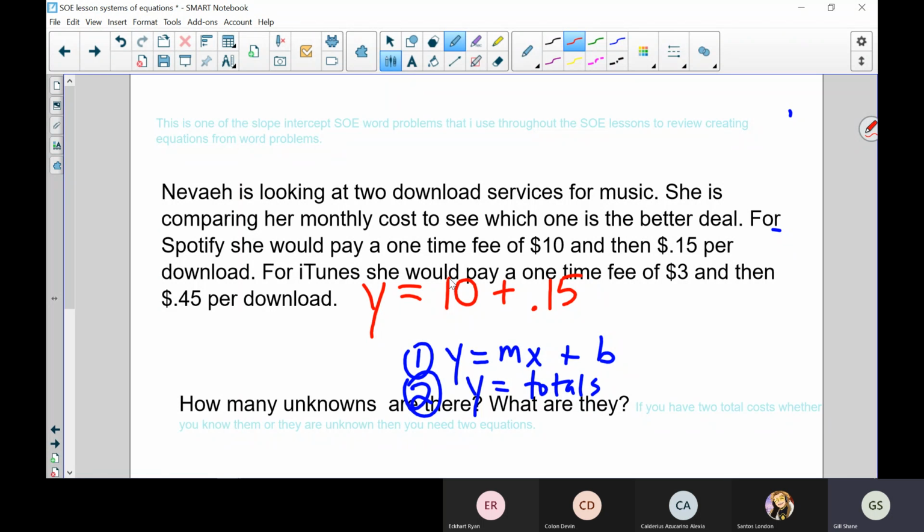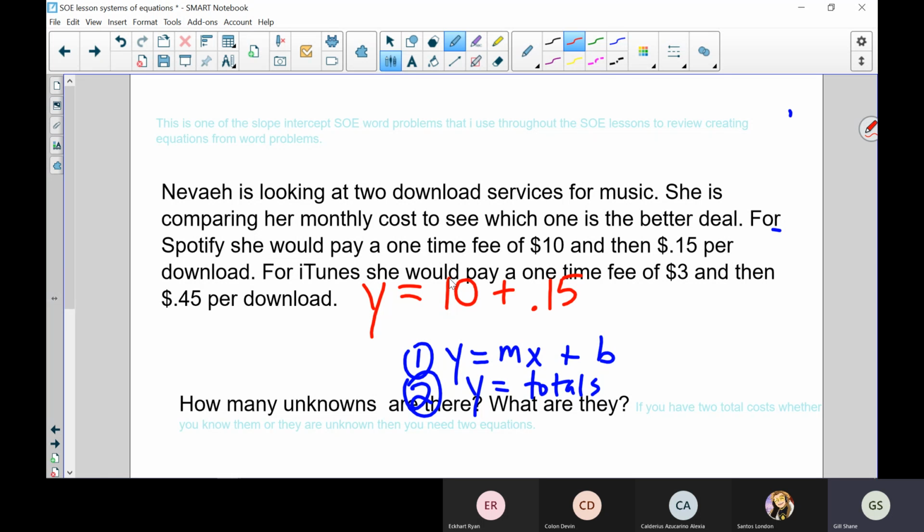Am I done? No. The X. Don't have the X, right? Where's the X going to go? Behind the 15. How do you know? Because it's per download. You don't know how much you're going to download. Well, it's an unknown, so that's why it's got to be the X. We know Y is the total, so X has to be the number of downloads. So again, why does it go with the 15?